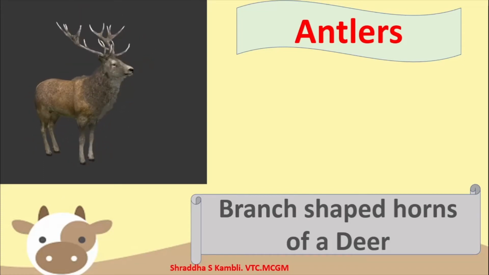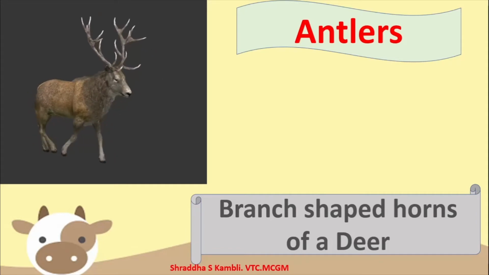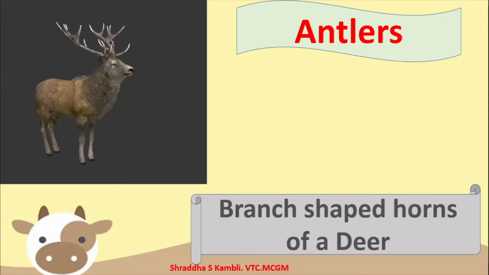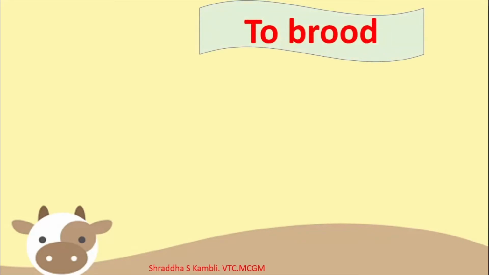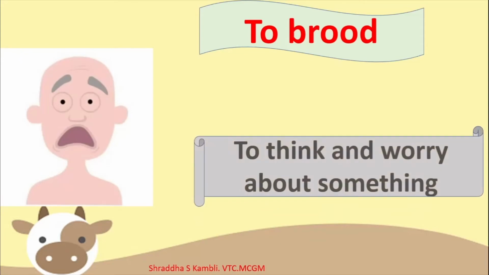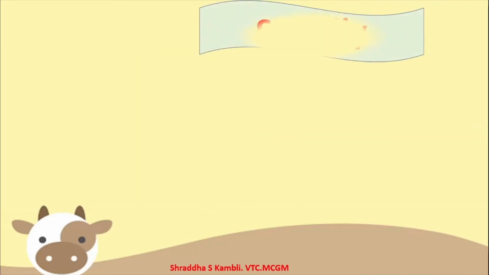So the branch shaped horn of a deer is called an antler. Then let us look at one more word, to brood. So to brood means what? To think about something and worry a lot. If you keep on thinking about something and keep on worrying about it, then it is called brooding. Then let us look at one more.